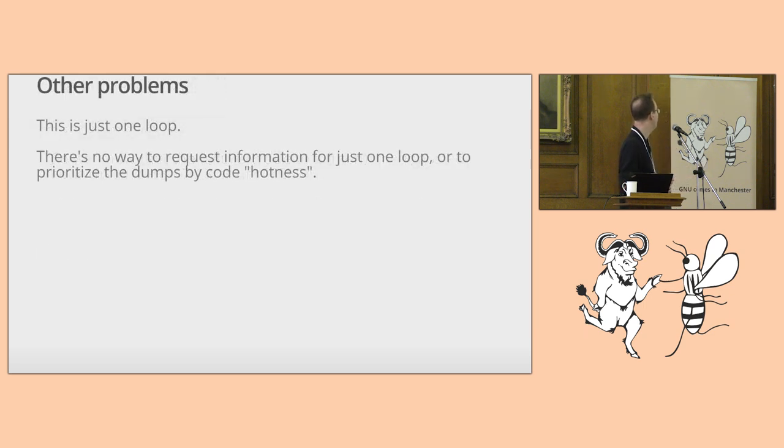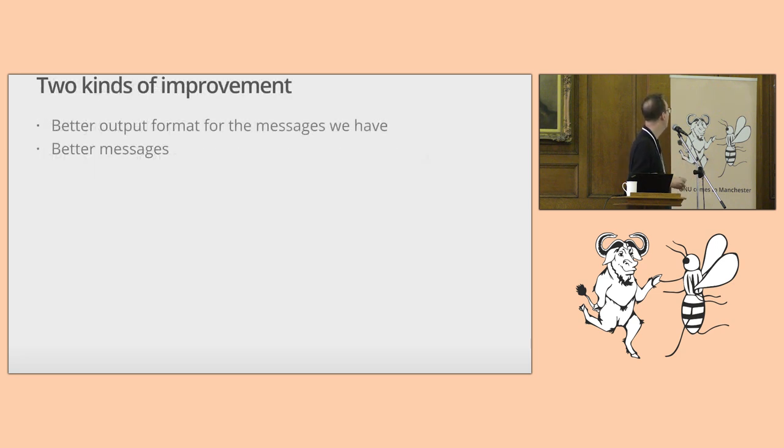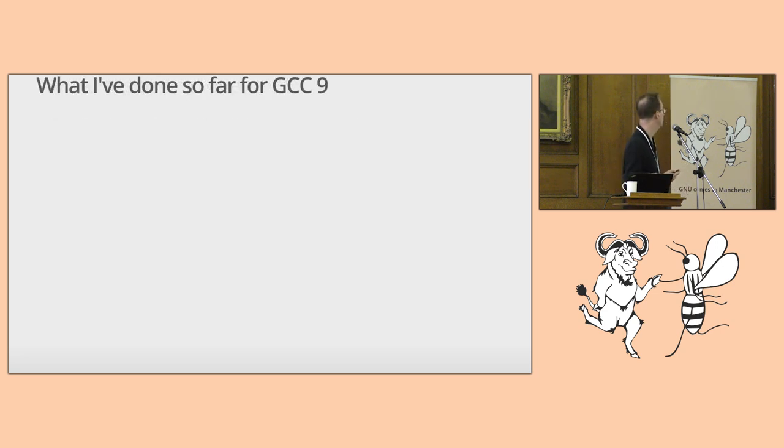And also, this is just one toy program with one loop in it. If you scale this up to a real program, how do you filter things down and get to the actual information of interest? So I've been looking at basically two aspects of improvement. One is that we have a whole load of existing dump messages, and the question is whether we can present those messages better, capture metadata better and indeed do machine-readable output for them. The other aspect is, can we just do better messages and send that through? So here's what I've done so far for GCC 9.